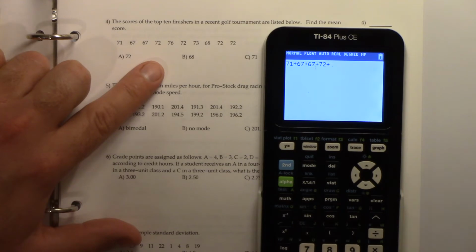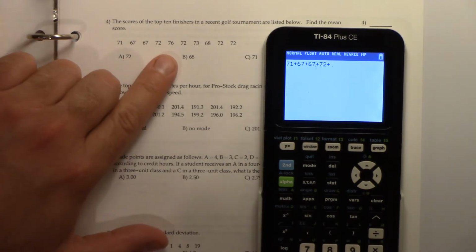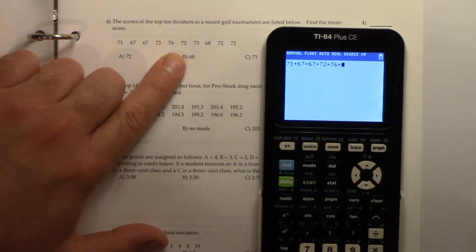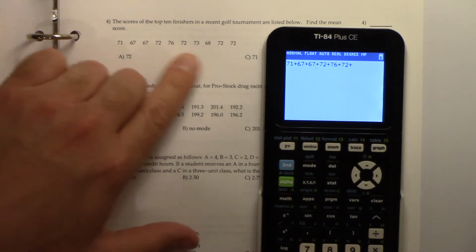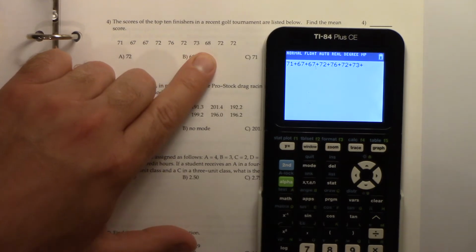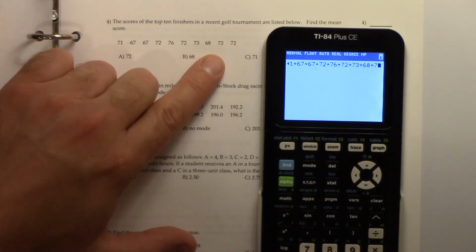You would also have the option to put all of this into your calculator using your stat edit option. And then you could do one variable stats. I'm just not going to bother with that because the only thing they're asking me to do here is find the average, which is a very quick and simple calculation.